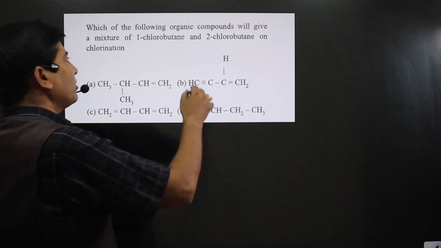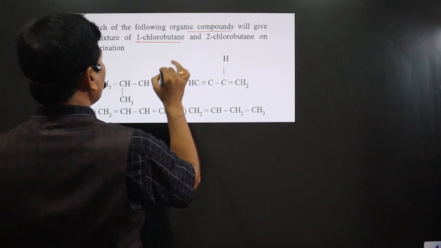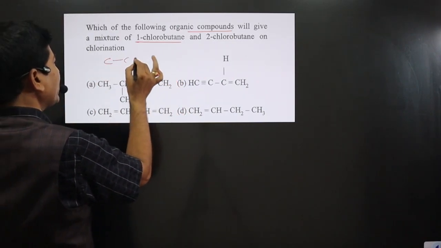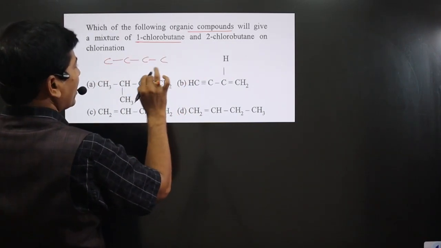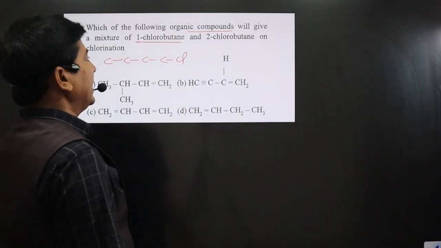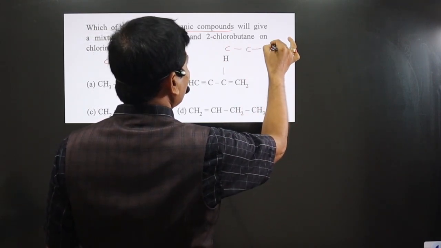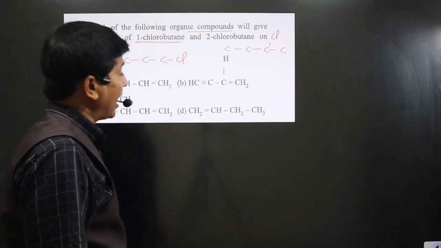The question says: which of the following organic compounds will give a mixture of 1-chlorobutane and 2-chlorobutane? The chemical formula of 1-chlorobutane is CCCC, four carbons are there and at the end a halogen is attached. Second, we have 2-chlorobutane. It means that four carbons are there and to the second carbon the halogen is attached.